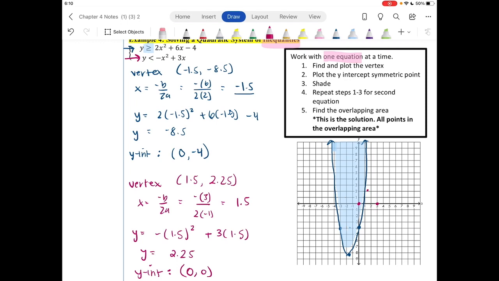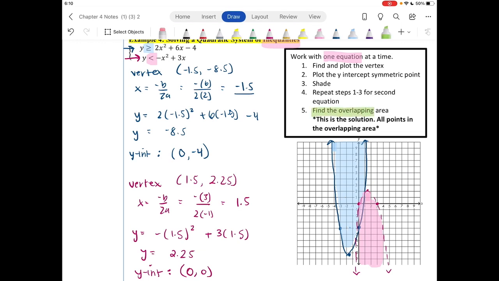And now we're ready to connect our points. This time, though, it is going to be less than. And this tells us that we need to be using a dotted line when connecting our points. And then, since it's less than, we are going to be shading everything below our graph, or all the y values that are less than our vertex.